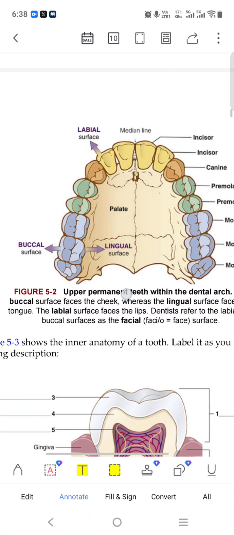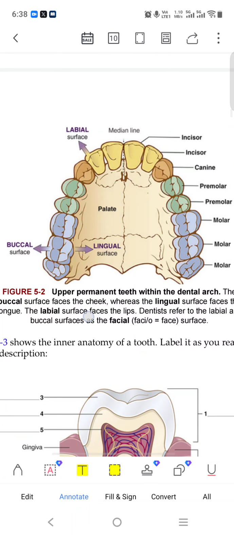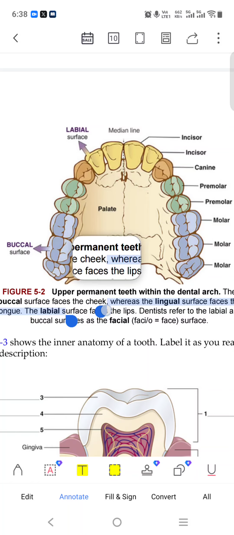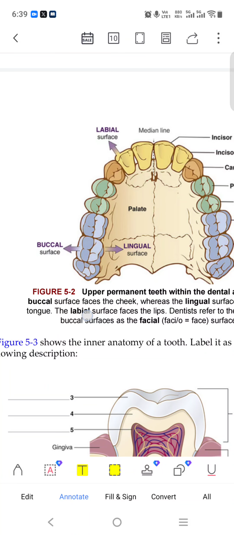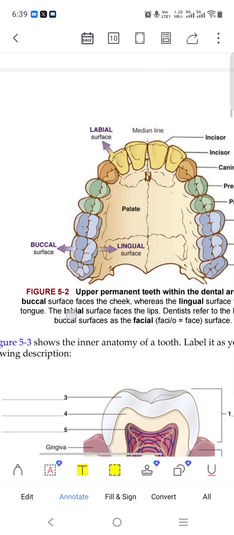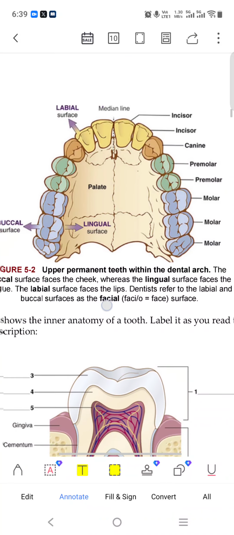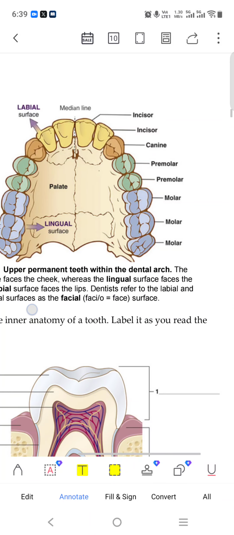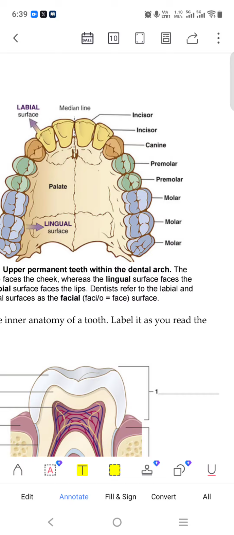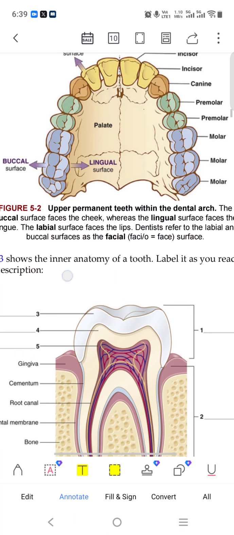Okay, the midline is there, which is dividing both portions. Labial teeth is on the left side. Palate we have just seen. Lingual surface is this. And on the left-hand side it is buccal. Both sides are buccal surface. So this is the structure of our teeth. What do we say? Incisor, canine, premolar, molar. That we can say.